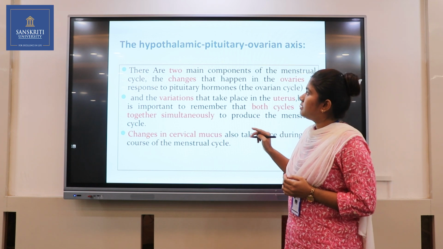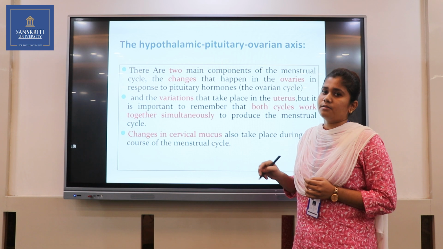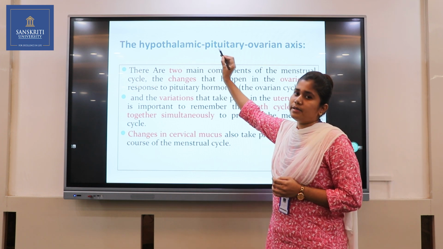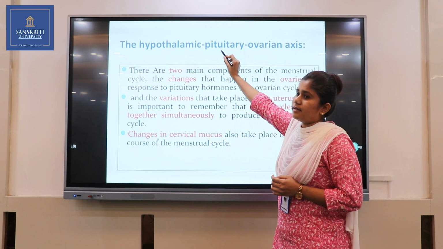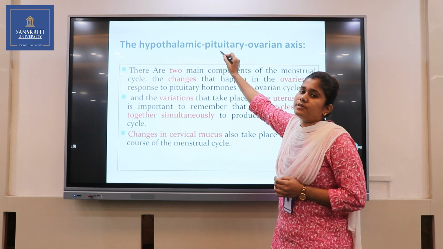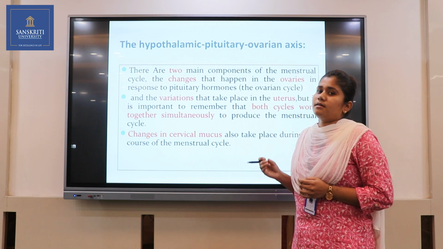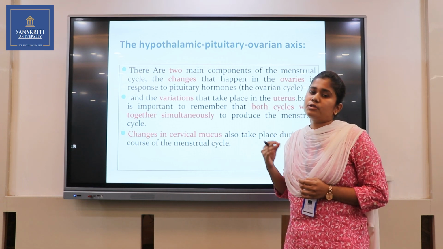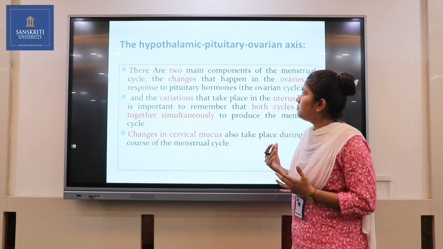Then the next slide shows the hypothalamic pituitary ovarian axis. Hypothalamus is the gland present in the brain, and the pituitary gland, the master gland, is also present in the brain. Then the ovaries are present on both sides of the uterus. So what is the relationship between them?